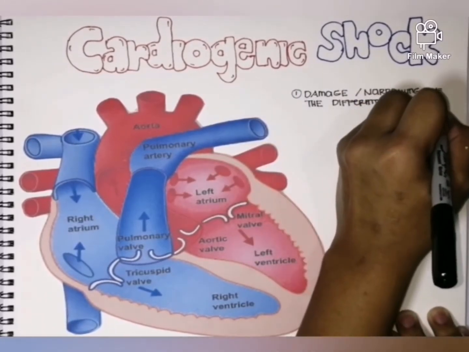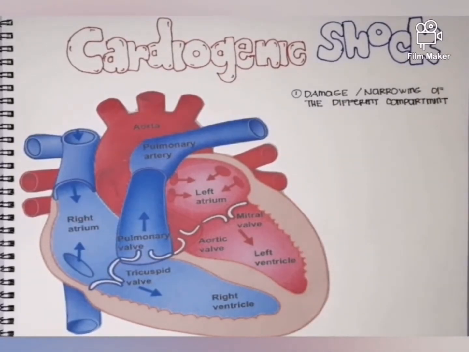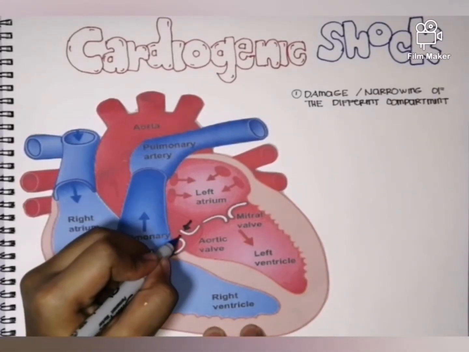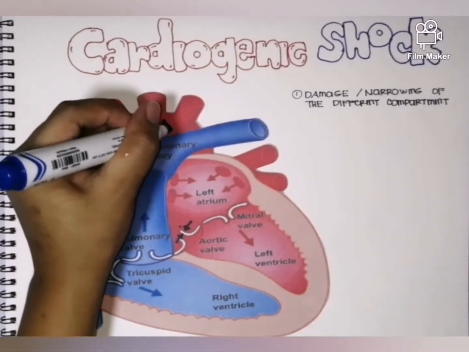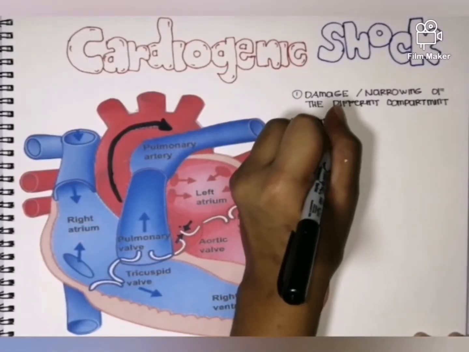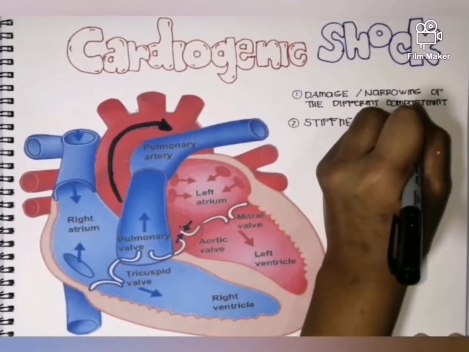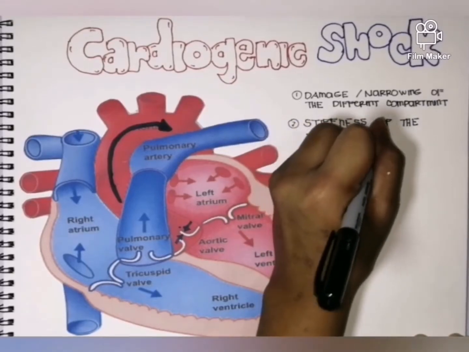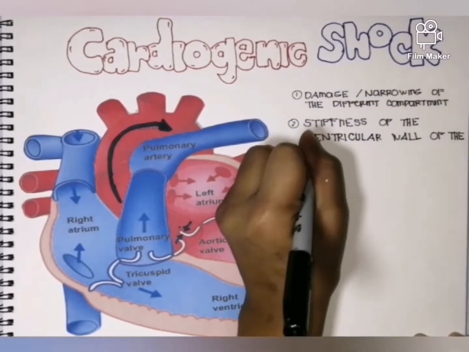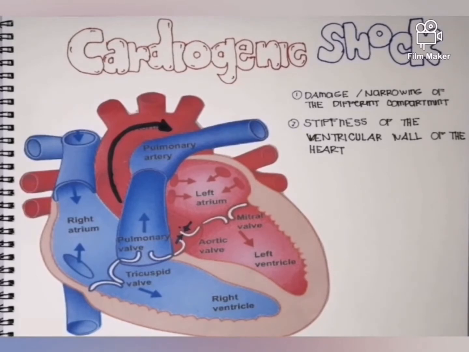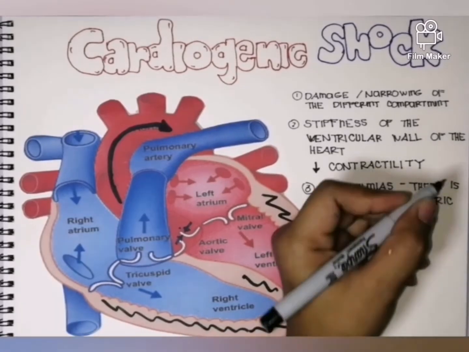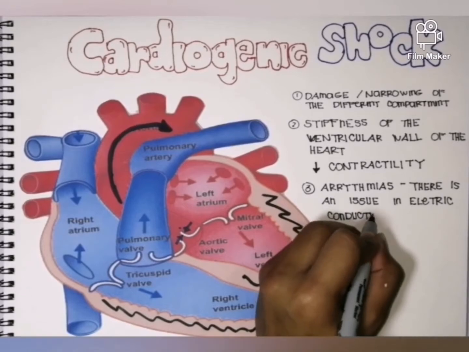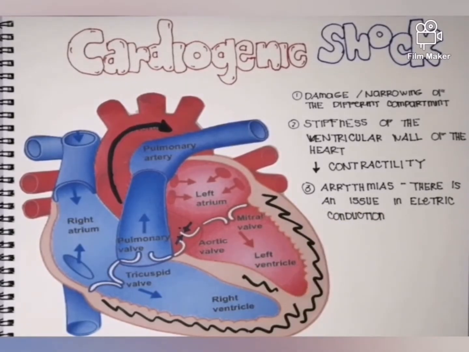One is damage or narrowing of compartments or the aortic or pulmonary outflow tract, making it extremely hard for the blood to push out through the aorta and out of the system. Another is stiffness of the ventricular wall of the heart, which prevents it from contracting properly, and if the pump itself is so severely disabled, this can lead to shock, lowering blood pressure, and decreased ability to deliver the necessary oxygen to the tissue. Another is arrhythmia, when there is an issue in electrical conduction.